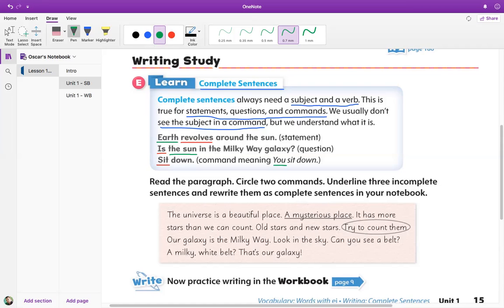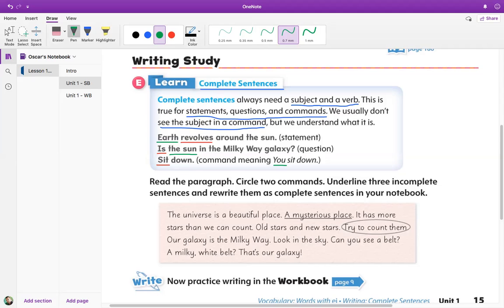So a command is usually used to tell people to do something. For example, when your teacher tells you to sit down, he will rarely say, you sit down. He will only do that if he has to tell it to a specific person. So we don't usually use the subject in commands. We just say, sit down.